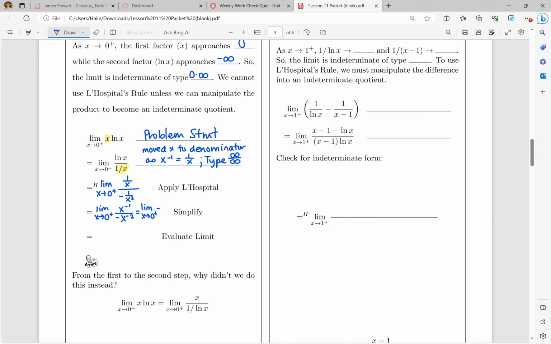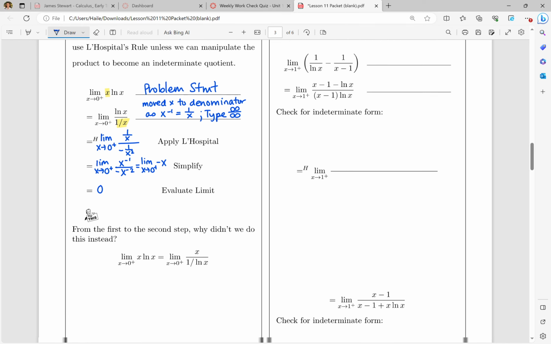I'm going to simplify this one more step to be the limit as x approaches 0 from the right of negative x to the 1. Negative 1 plus 2 is 1. So we have the limit as x goes to 0 of negative x, which is just 0. Evaluating the limit, we just plug in 0 for x, and we get 0. So that's how we work through the problem with L'Hopital's rule.